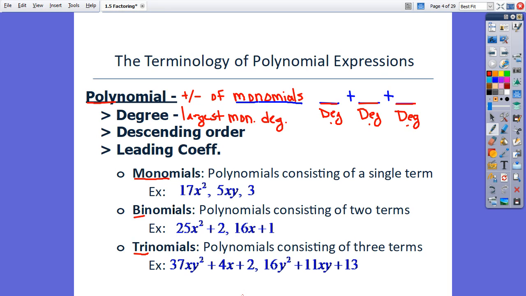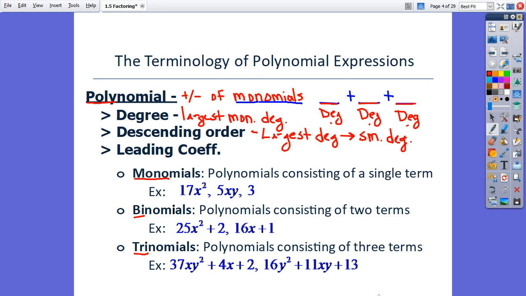Now, in order to find that, it'd be wise to put things in descending order. And they're going to ask you on Hawks occasionally to put things in descending order. Now, what that means is we're going to go from the largest degree. So you're going to reorder your terms from largest degree down to the smallest degree. And that would be a descending order. Okay, so you may have to rearrange things.